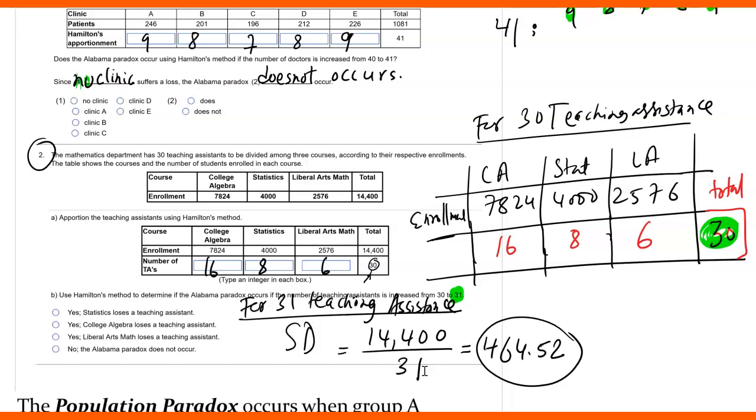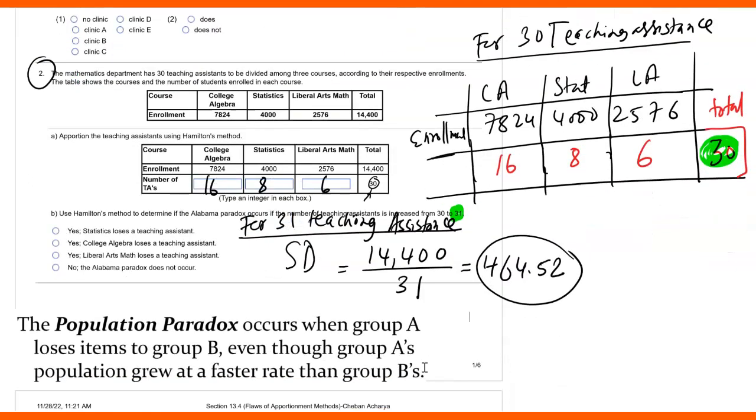Use this standard divisor to do the Hamilton method for this table again for 31 teaching assistants. Again, this is the same as we did before in the previous section, and if you do that, that's your apportionment. Okay, let me write down the apportionment here for 31 teaching assistants using the Hamilton method. You'll find that college algebra will have 17 teaching assistants, statistics has 9 teaching assistants, and liberal arts has 5 teaching assistants. Okay, then if you add 17 plus 9 plus 5, you'll get 31, correct?